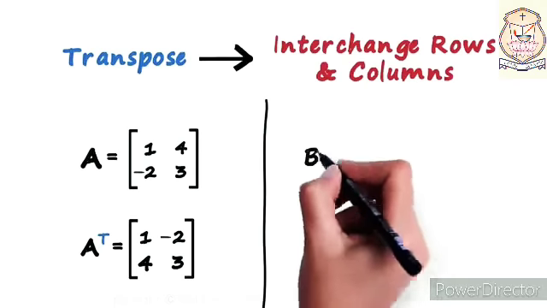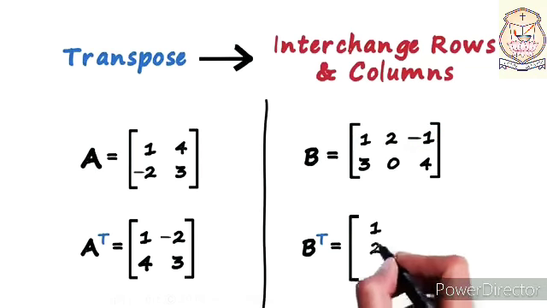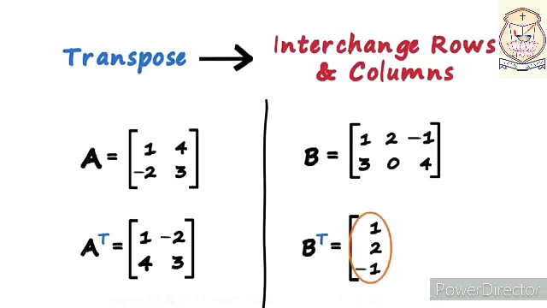Okay, so here's matrix B. I want you to try finding the transpose of matrix B. So the first row will become the first column of the transpose. The first row is 1, 2, minus 1. 1, 2, minus 1 will be the first column of B transpose. The second row, 3, 0, 4, will become the second column of the transpose. 3, 0, 4. That's B transpose.